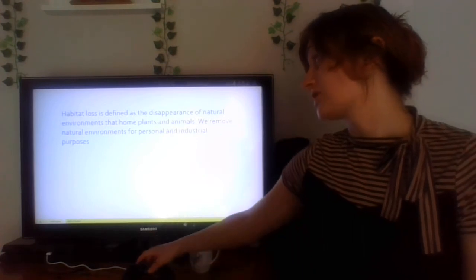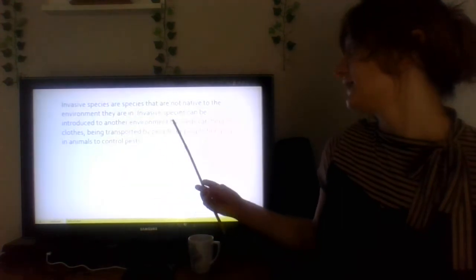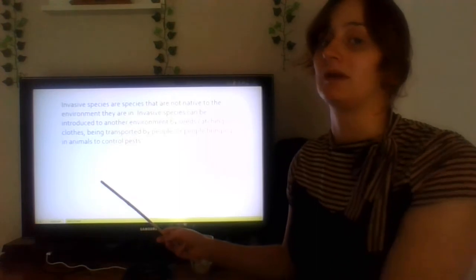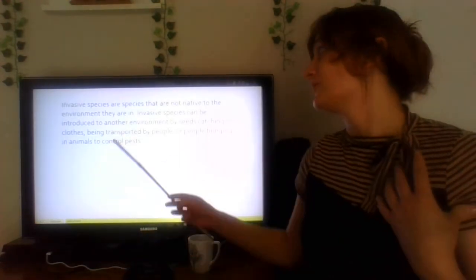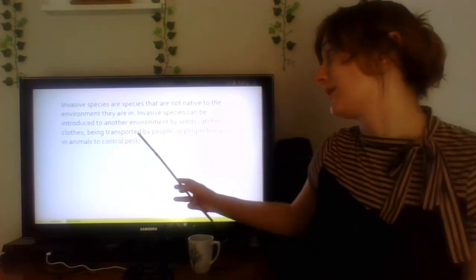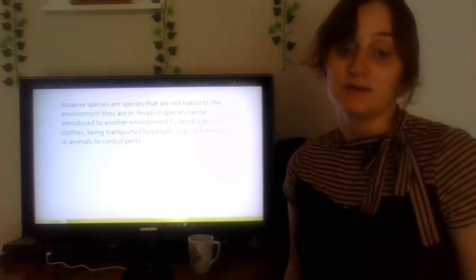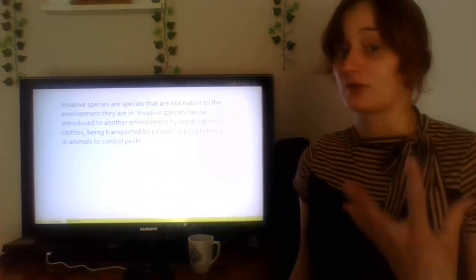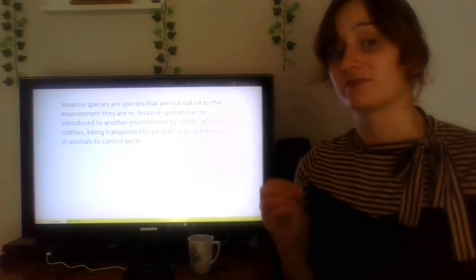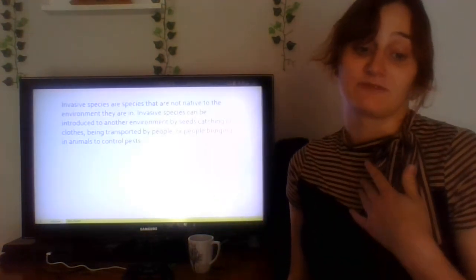So next, we'll actually go over invasive species. So an invasive species is not native to the environment that they are currently in. So if we have to have another species move into another environment, this could cause an issue. They can be introduced to another environment by seeds catching on clothes, being transported by people, or people bringing in animals to control pests. So this is a serious issue because, like I stated, they're going to have to fight. The species that are already in that environment are going to have to fight the species, and they may not be able to.